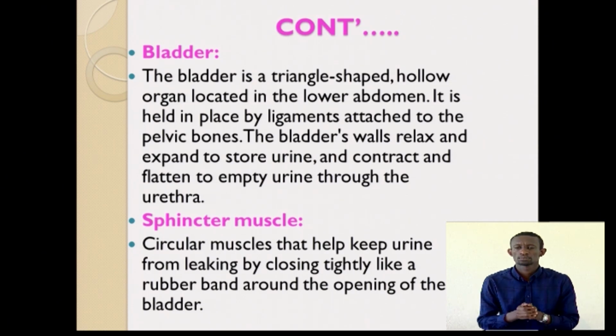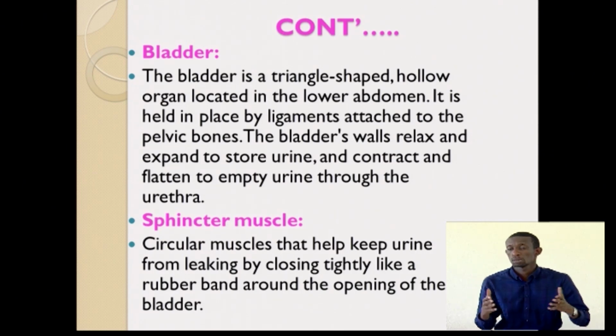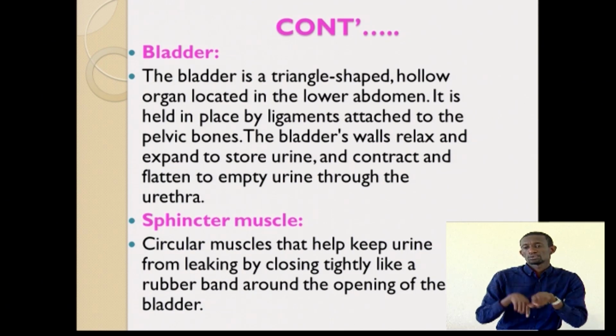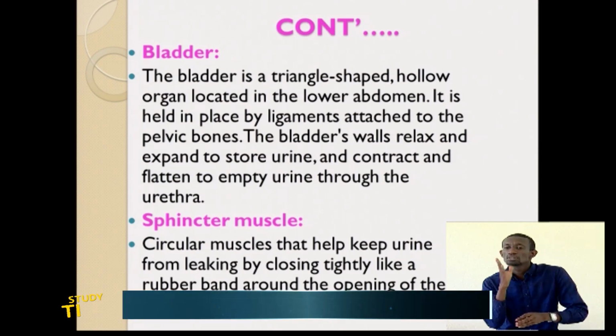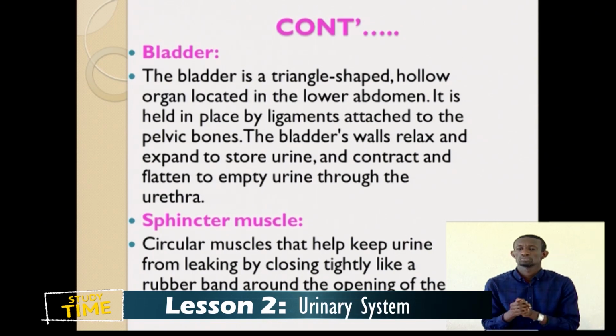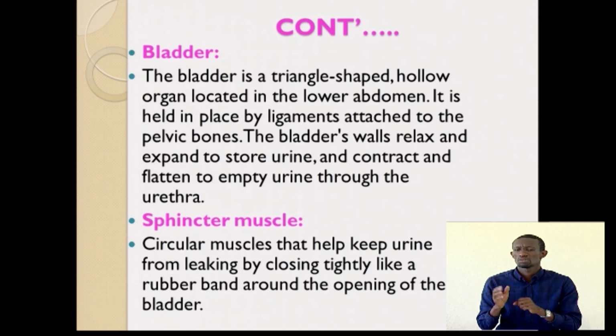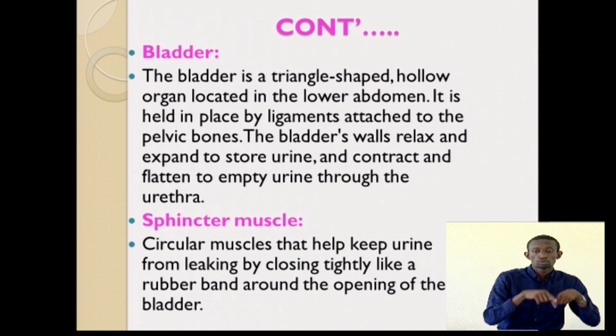The bladder walls relax and expand to store urine temporarily, and contract and flatten to empty the urine through the urethra. Once there is contraction, the bladder is flattened, and that will cause the emptying of the urine to the urethra, and now the urine is going to be discharged from the body as a waste product.